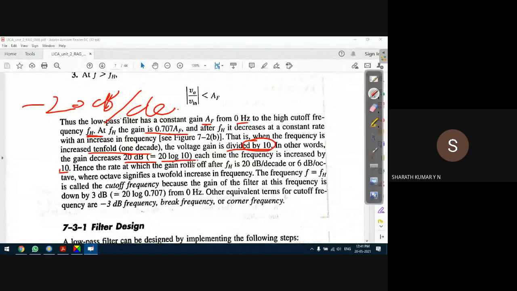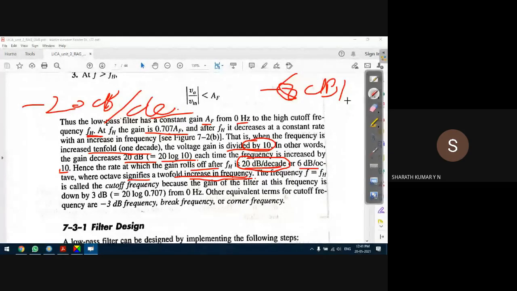Hence the first order filter gain rolls off, that is decreases, at a rate of 20 dB per decade, or minus 6 dB per octave. Sorry, earlier I think I said minus 8 dB. Sorry, it is minus 6 dB per octave. There is another way of measuring the gain, but usually we go for per decade, since it is more convenient. Decade means a 10 times increase in the frequency. Octave indicates a 2 times increase in the frequency.